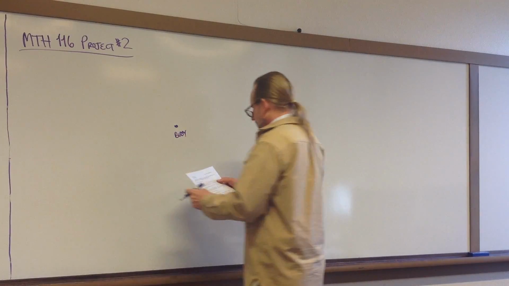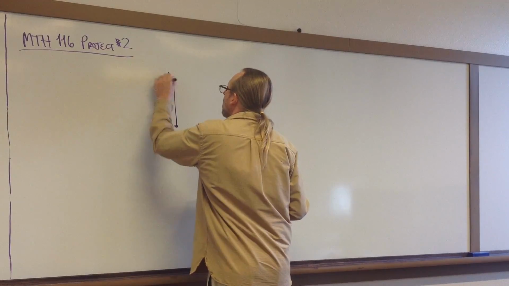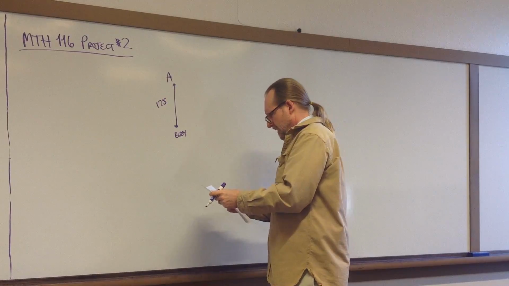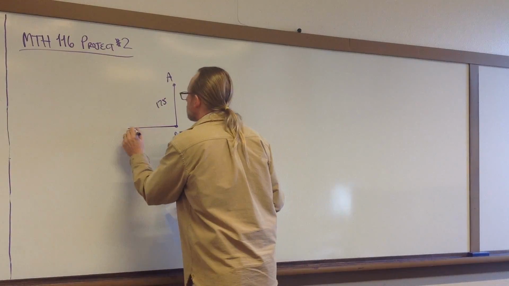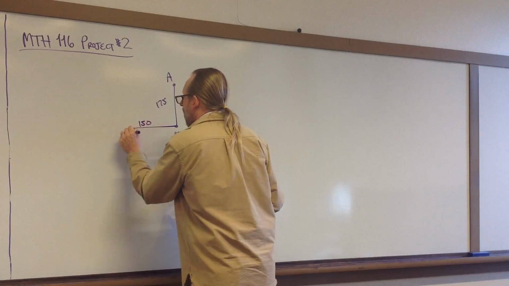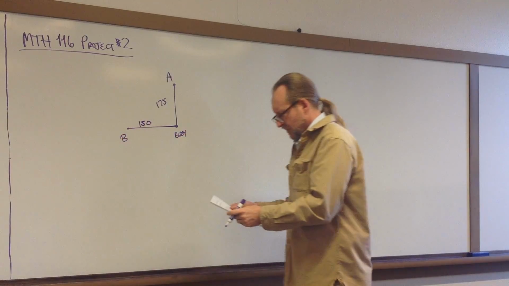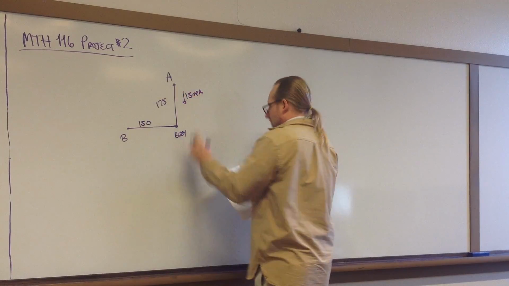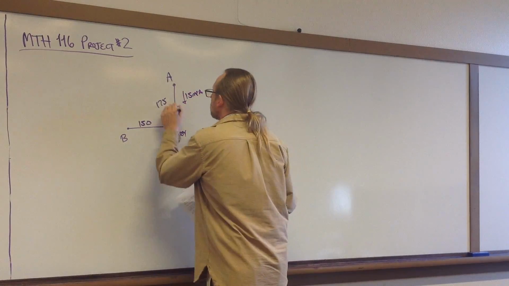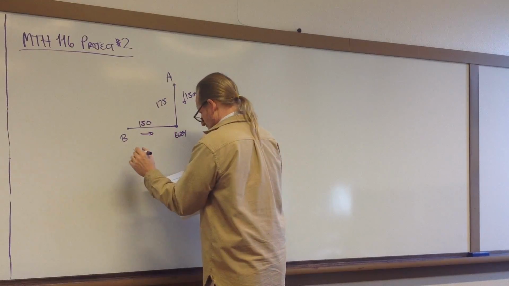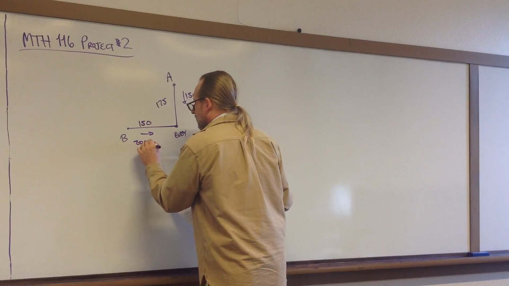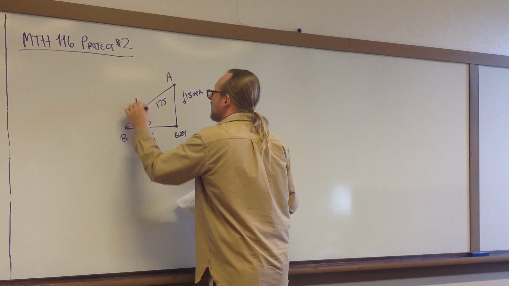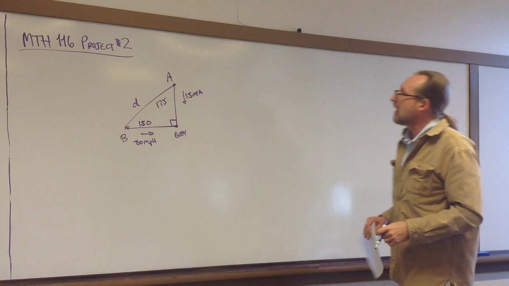Ship A is 175 miles due north. Ship B is 150 miles due west. Ship A is traveling due south at 15 miles per hour. Ship B is traveling due east at 20 miles per hour. Okay? So the distance between the ships will be that hypotenuse of that right triangle.